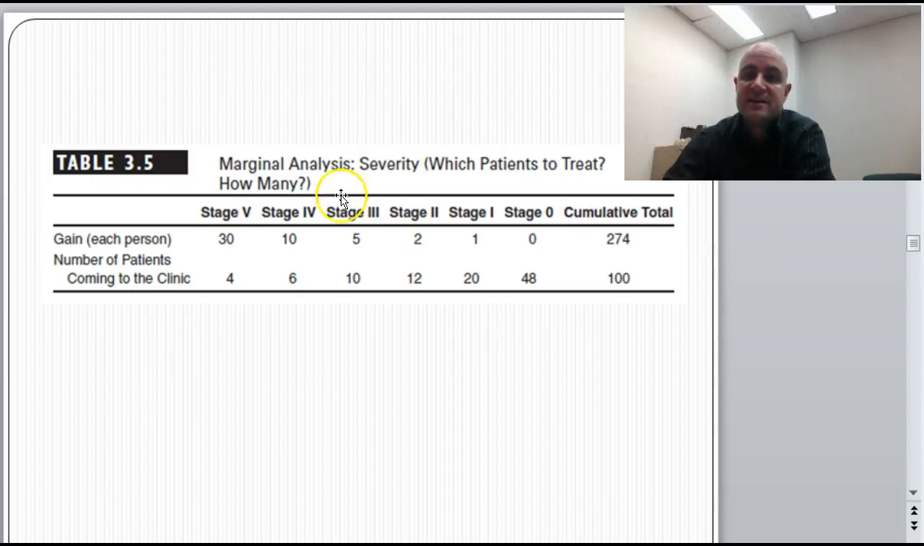But in this example, if you're stage 5, if this person gets this medication or treatment, they will get 30 more years of life. Stage 4, they will get 10 more. Stage 3, they will get 5. Stage 2, where they're not sick, they get 2. Stage 1, they get 1. Stage 0, where they don't have it, they get 0. And these are the patients that would get it.